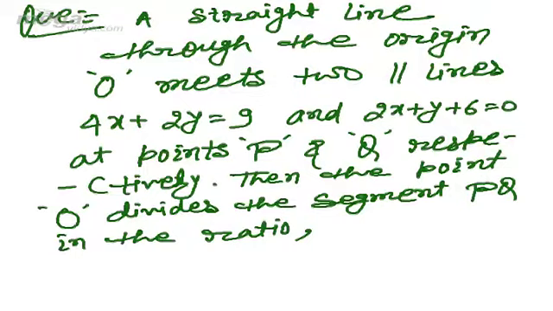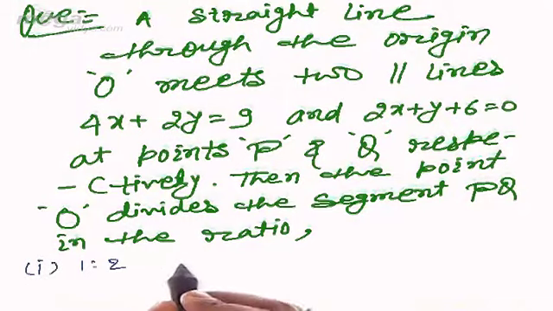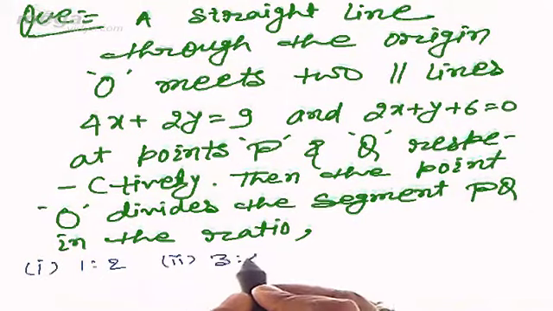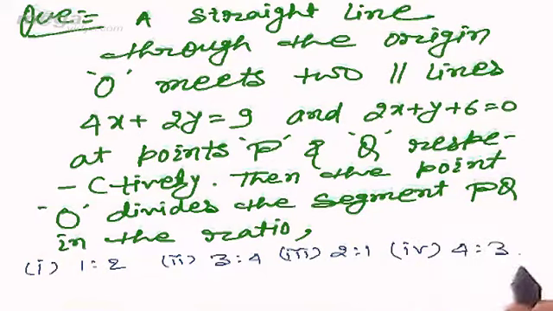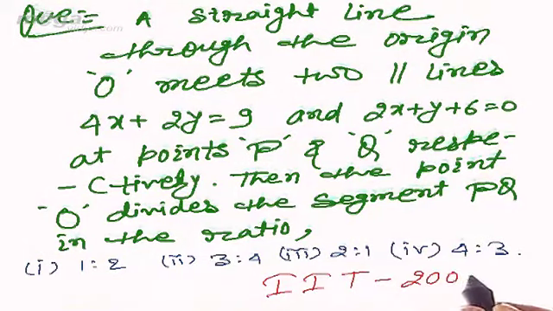And your options are: the first option is 1 is to 2, second option is 3 is to 4, third option is 2 is to 1, and the fourth option is 4 is to 3. And this question was asked in IIT 2002.